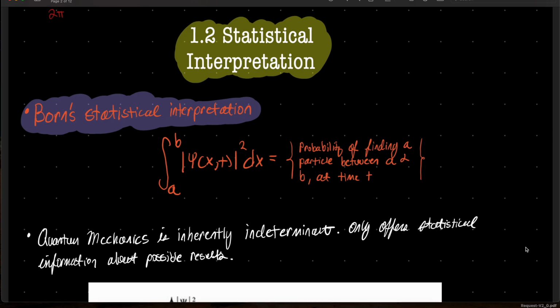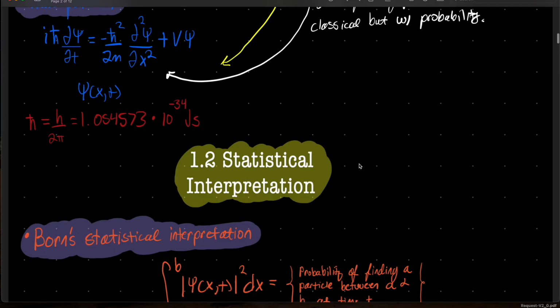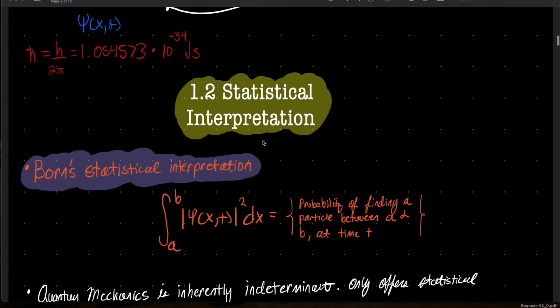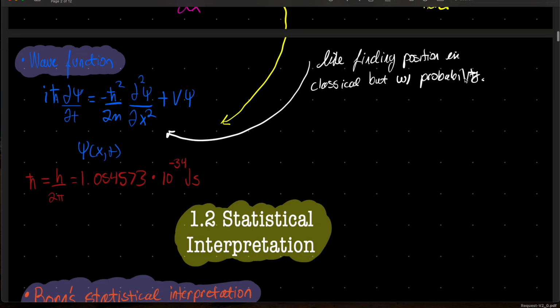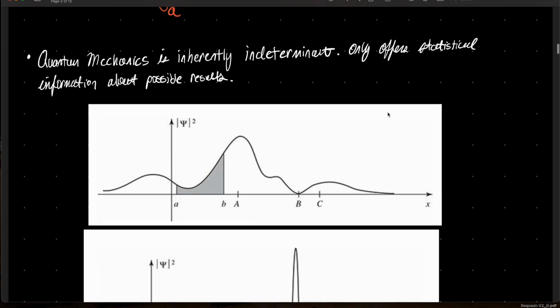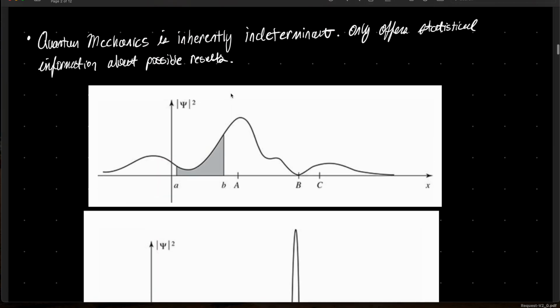Okay, 1.2, statistical interpretation, directly related to the wave function we were just talking about. If we integrate from a to b the absolute value of the wave function squared times dx, it's going to be equal to the probability of finding a particle between a and b at time t. So relating back to that probability right up here. Something really important to mention that is pretty cool to me is that quantum mechanics is inherently indeterminate and only offers statistical information about possible results.